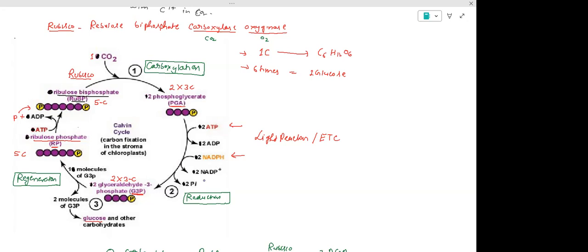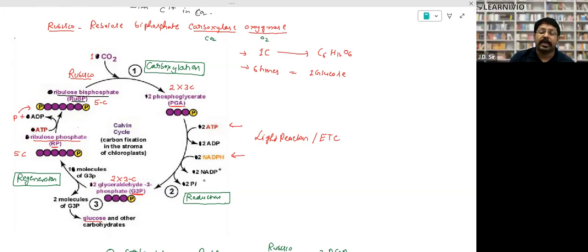6 times. Very good. So to make one glucose molecule, the cycle has to go on 6 times. Right? It's very simple. Now you'll get it.